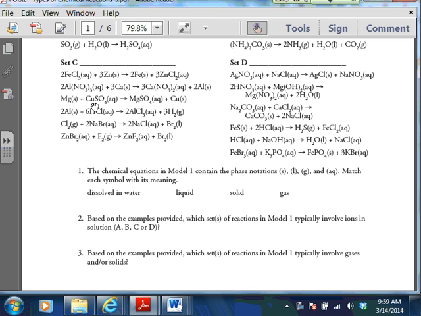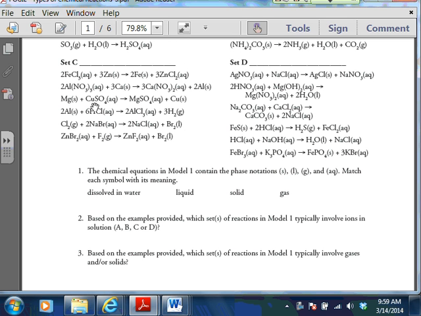Now, if I wrote Fe plus ZnCl2, and I asked you to predict the product of this reaction, you're going to tell me no. Or really, you should probably write no reaction. That's not going to happen, because of this activity series, because the iron's not strong enough to replace the zinc. Does that make sense? Okay.